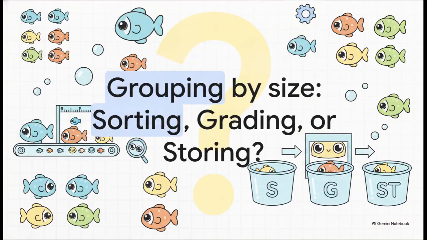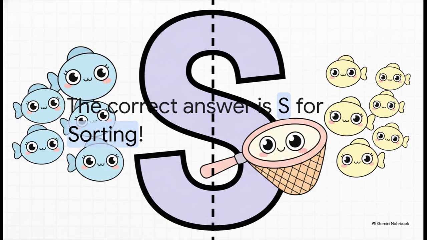Okay, let's try an identify me scenario. If you are grouping fish according to size, would you classify that as sorting with an S, grading with a G, or storing with an ST? Make your choice. Boom! The answer is S for sorting. Spot on. Remember, anytime we're talking about separating the catch strictly by physical dimensions, like small versus large, we're talking about sorting.